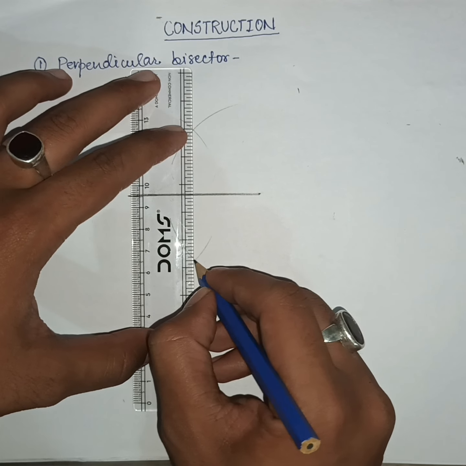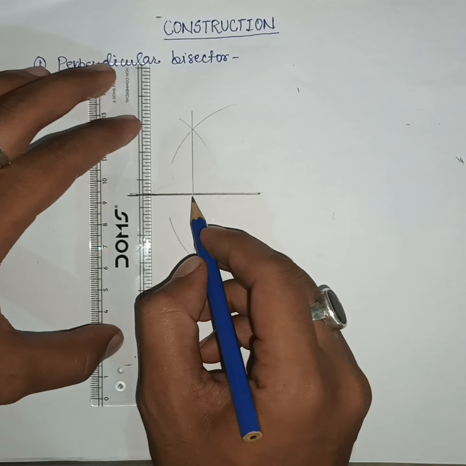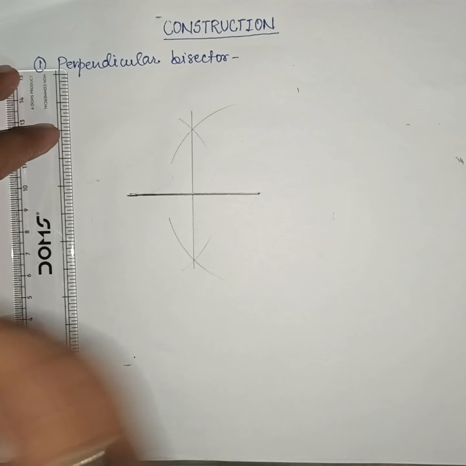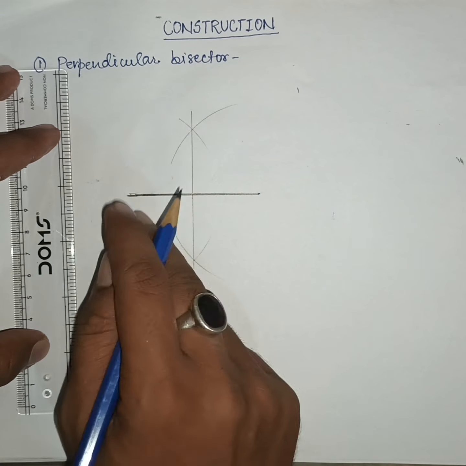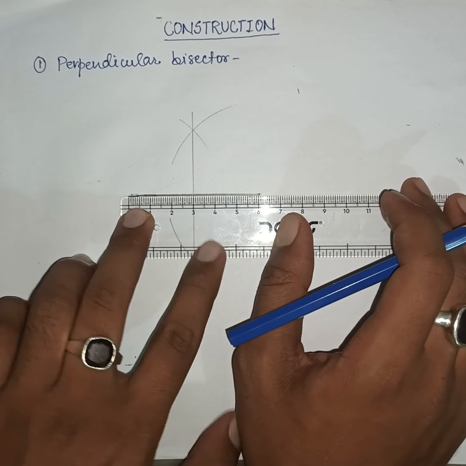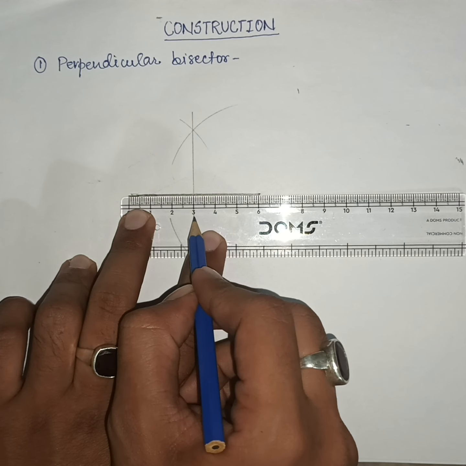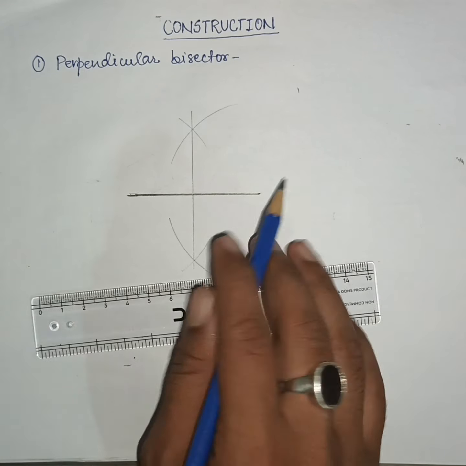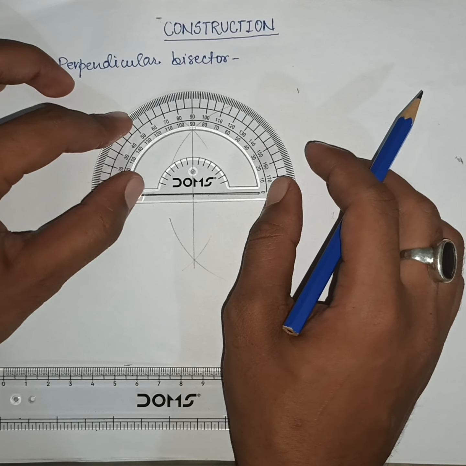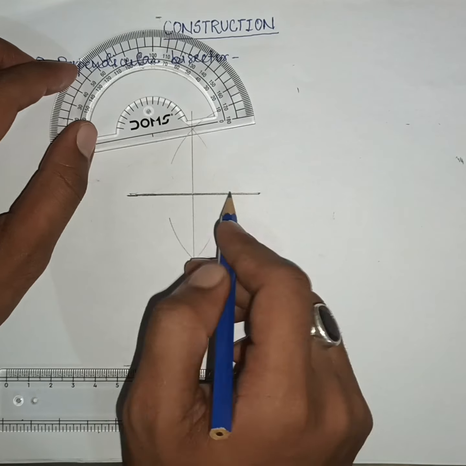let's join it, and after joining it, what do we get here? This point is the midpoint of this line segment, and also this is perpendicular to the line segment. Let's make it clear with the measurement. Now see it here. This is a 6 centimeter line, and this line is exactly falling at the midpoint, that is at 3 centimeter, and it is perpendicular to it. Perpendicular means it is making a 90 degree angle.